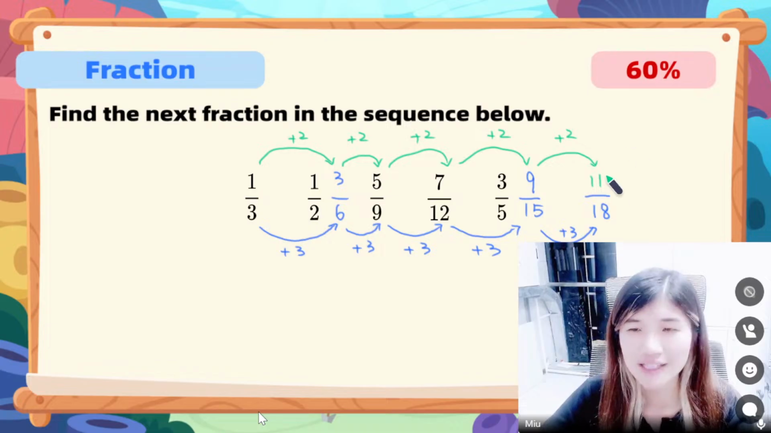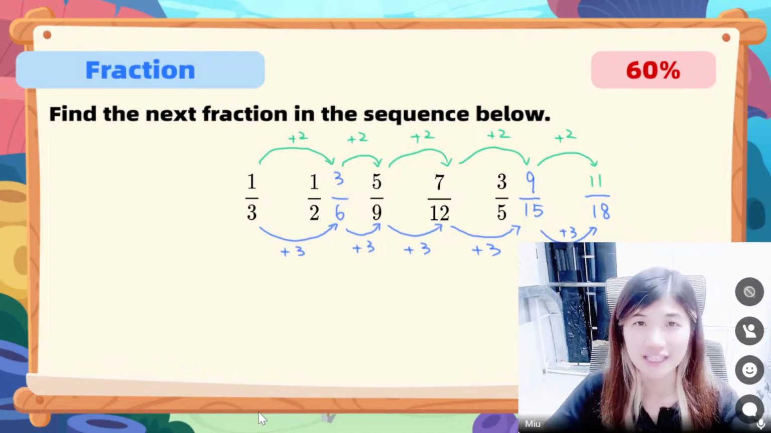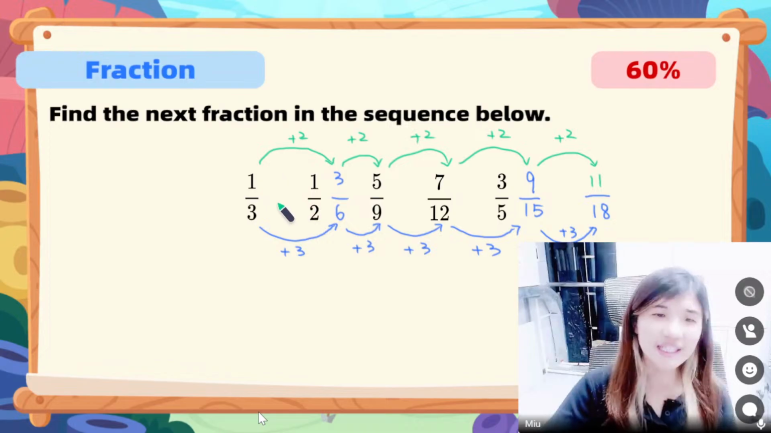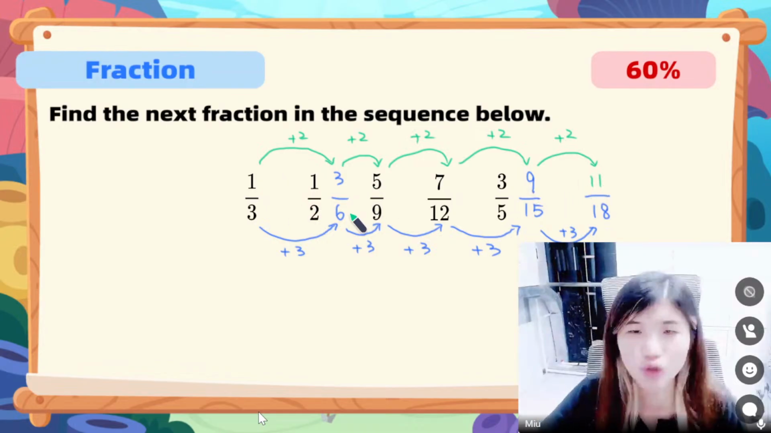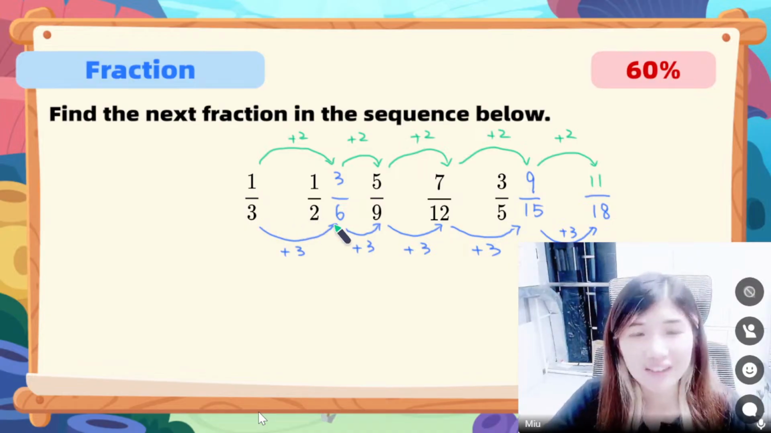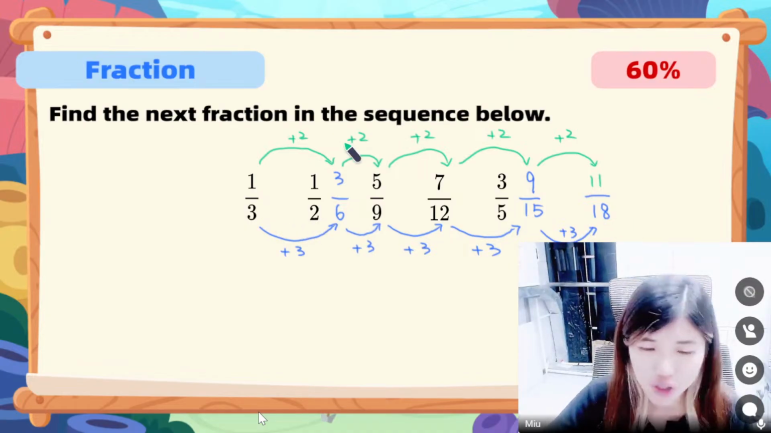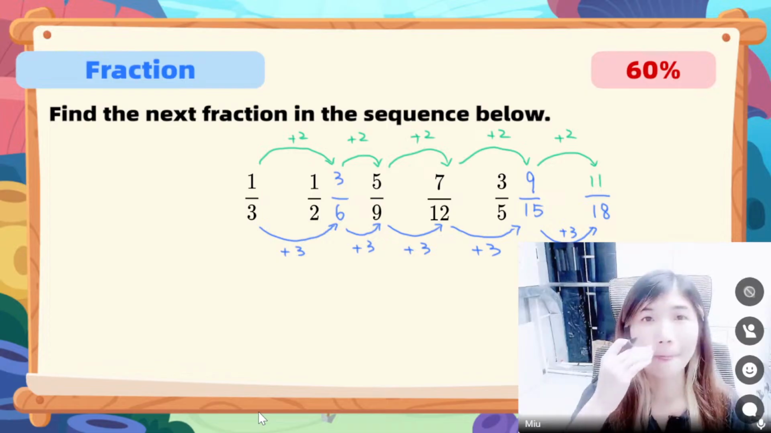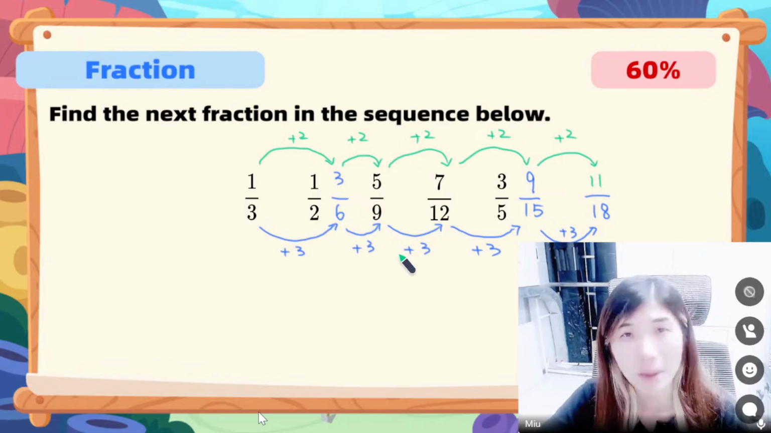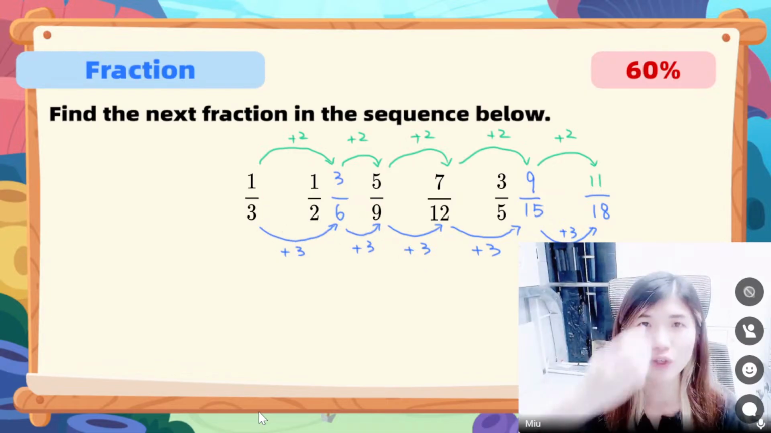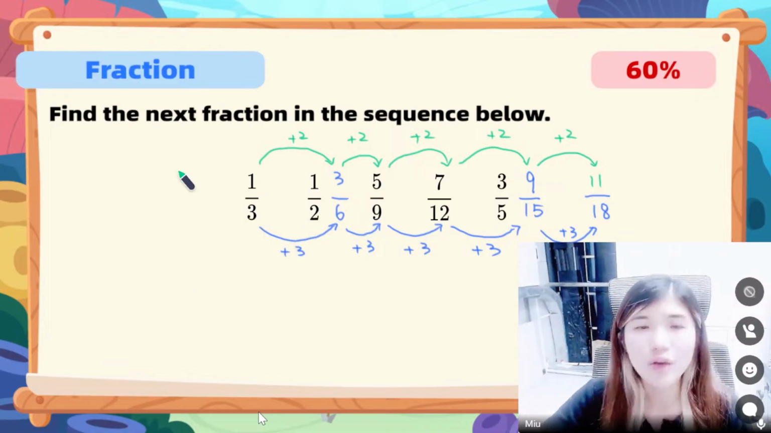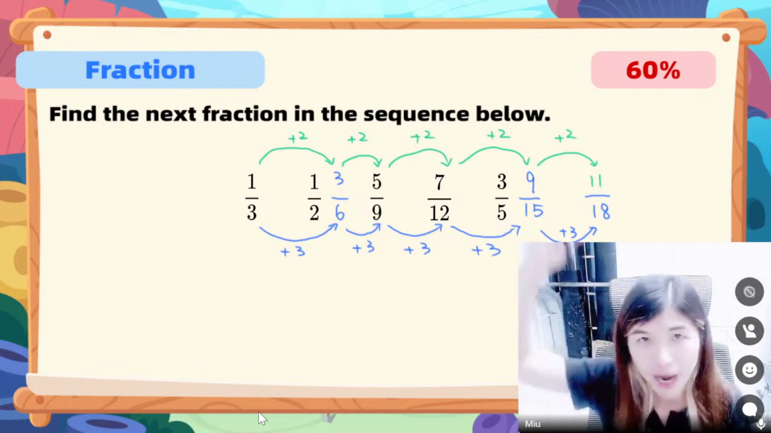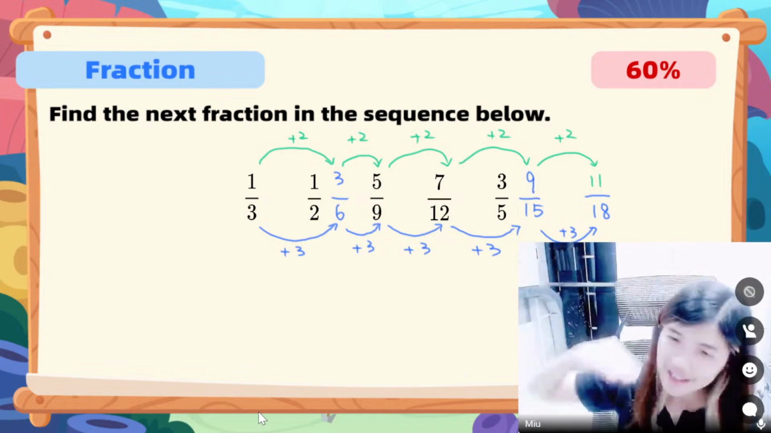So that's how we go to the answer, 11 over 18. So guys, when you see the number sequence, it's very easy to find out if the denominators are not the same. You just try to make them the common denominator and then compare what's going on. Especially for this one, number sequence, you can just split them into 2 parts, the numerator and the denominator.